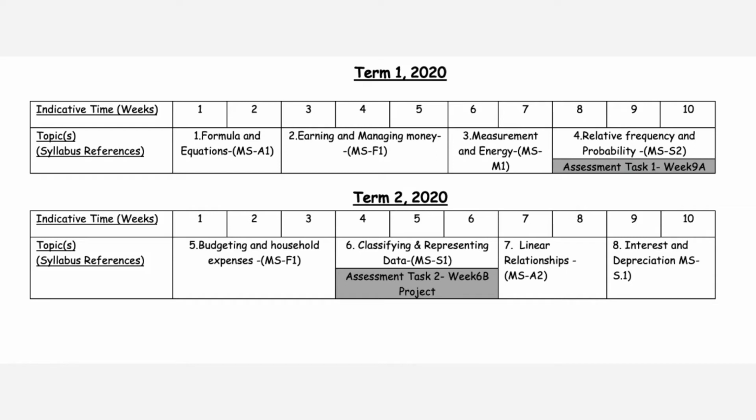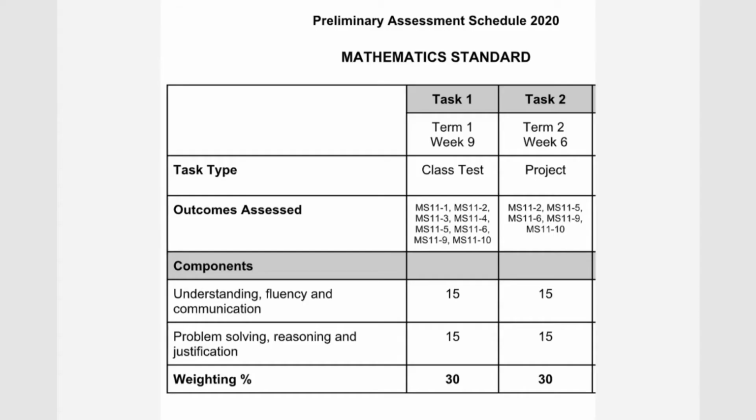The Year 11 standard teachers tried really hard to engage students while learning from home by using different platforms such as Hapara and Google Classroom, and keeping on top of all the emails and correspondence with students and their parents. At the moment, they are going through the next topic, which is classifying and representing data.